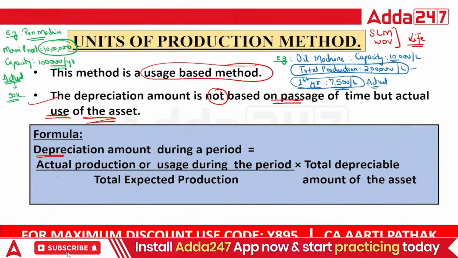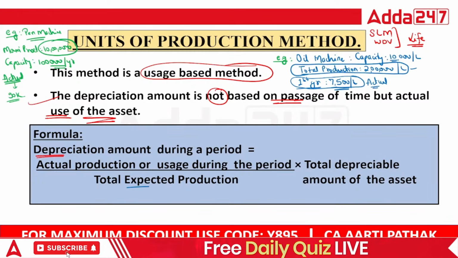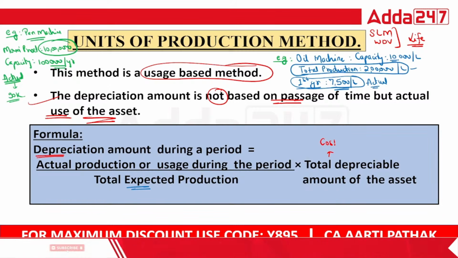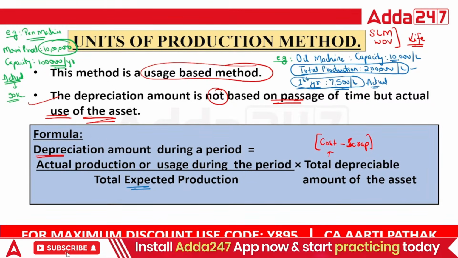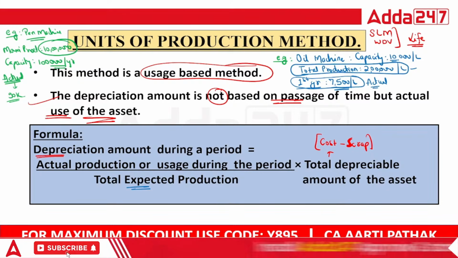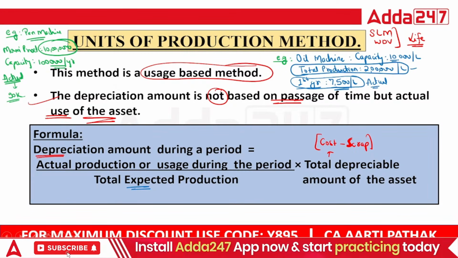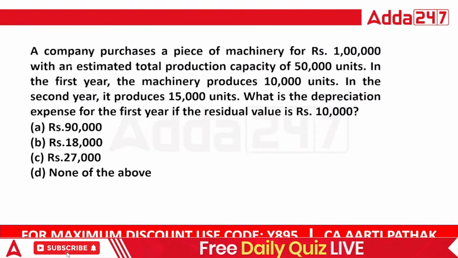So what is the formula? Actual production or usage during the period, divided by total expected production, into the depreciable amount of the asset. What is the depreciable amount? Depreciable amount means cost minus your scrap value, if it is given. Otherwise, ignore it. If scrap value is given, then please subtract it. Otherwise, don't assume any amount from your side. So the depreciable amount is cost minus scrap value. This will give you the amount on which you will be charging depreciation. Chalo, let's solve one question based on it.